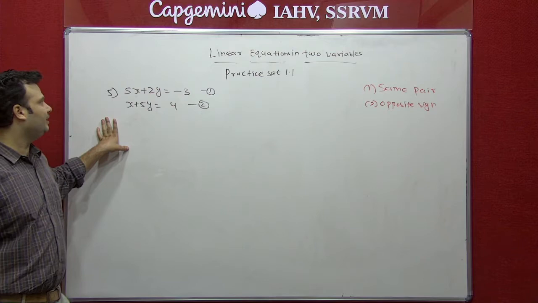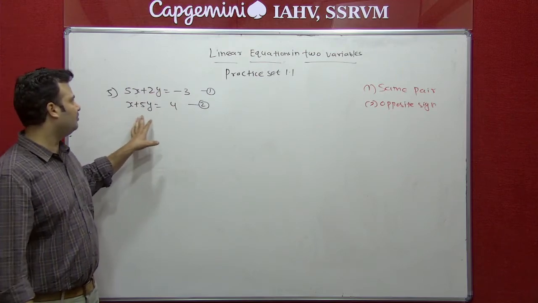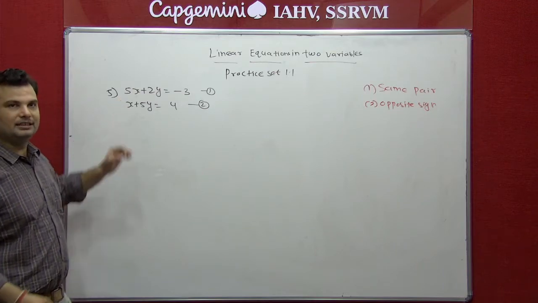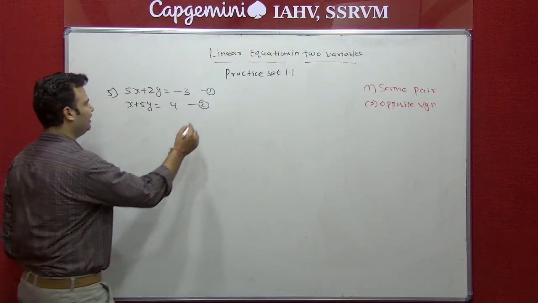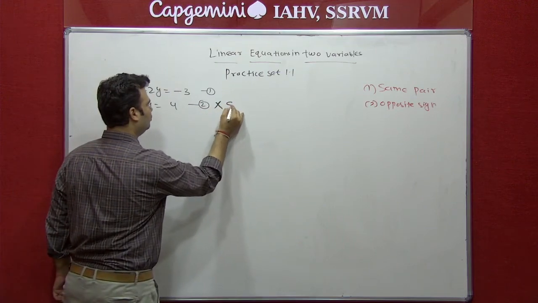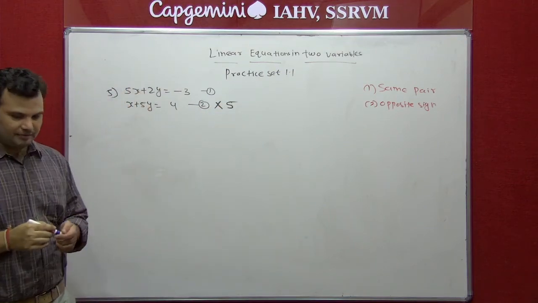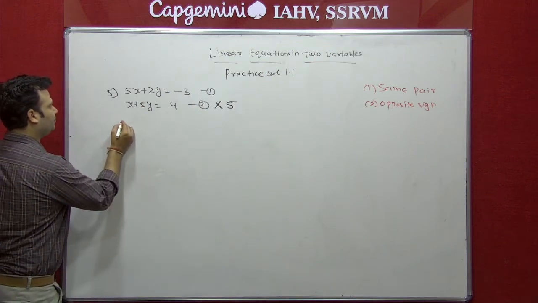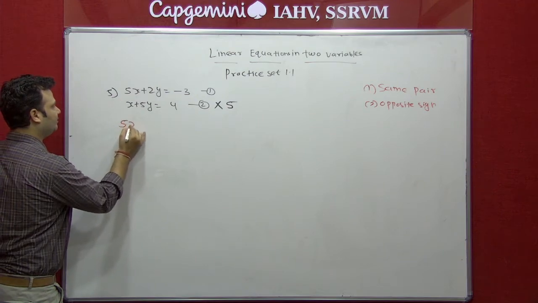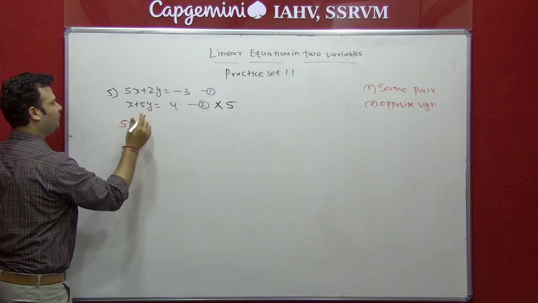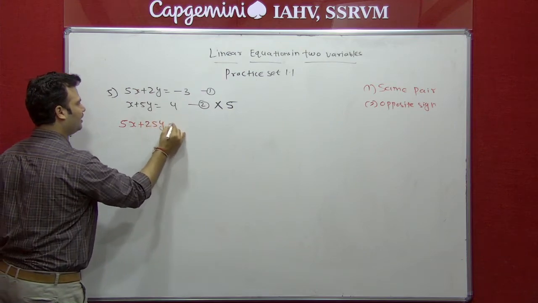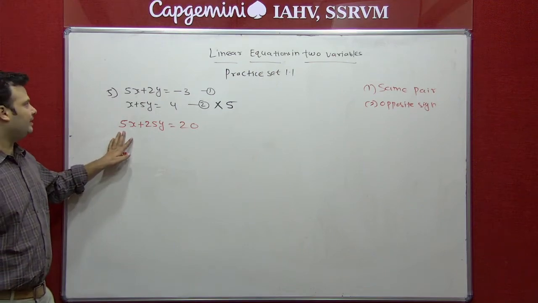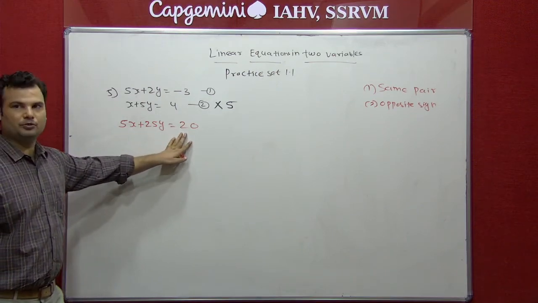So we can do one thing. If we multiply equation number 2 by 5, it will become 5x, and in equation number 1 you can see 5x. So we can multiply equation number 2 by 5. Let's see what we'll get. 5x plus 5 into 5, 25y, equal to 4 fives are 20. So 5x plus 25y equal to 20.